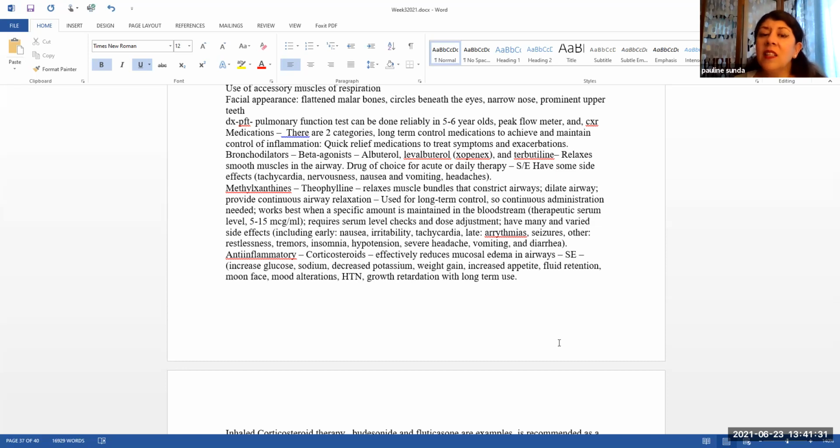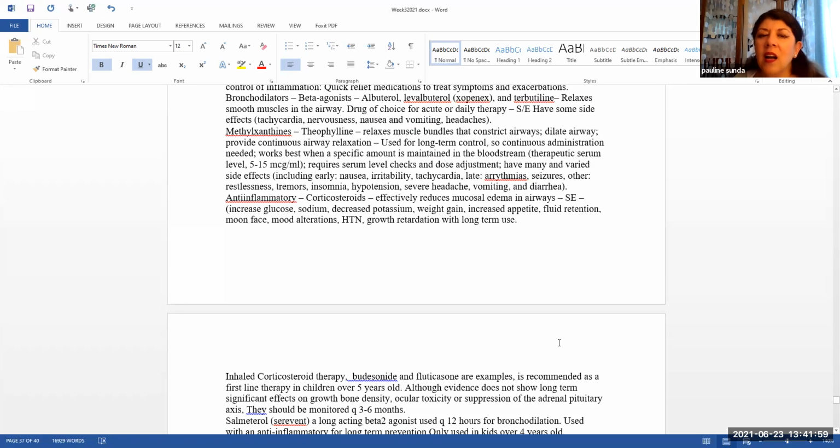Methylxanthines. Theophylline is an example of this. This relaxes the muscle bundles that constrict the airways. They dilate the airway, provide continuous airway relaxation. This is used for long-term control, so continuous administration is needed. This works best when a specific amount is maintained in the bloodstream. The therapeutic level is 5 to 15 micrograms per milliliter. They require serum level checks and dose adjustments.